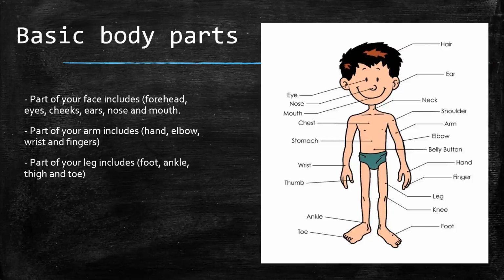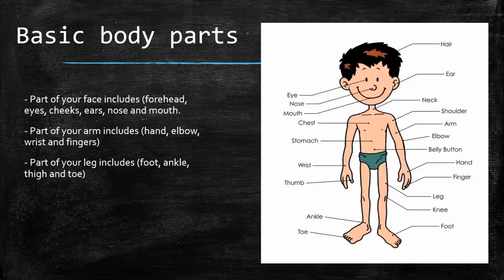Now let's see what the leg has. This whole part is called leg. It has knee, foot, ankle, and toe. Okay, this is the topmost part of your body, which includes forehead, eyes, cheeks, nose, ear, and mouth. This all is included in the head and face.